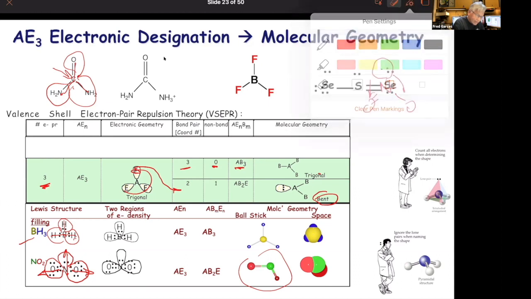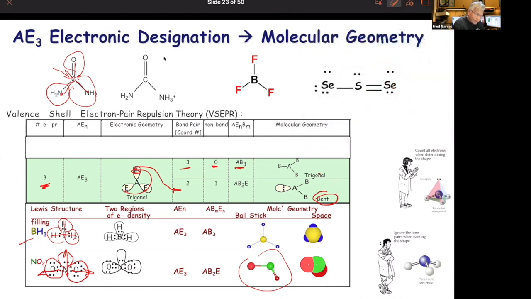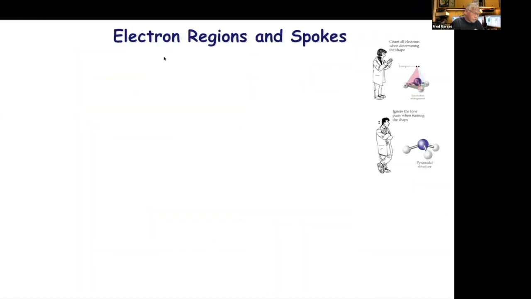Let me erase that. But you can see the 3 regions of electron density: 1, 2, 3. 2 of them are bonded atoms. 1 of them is a lone pair. That's a bent structure. Use this bond table.